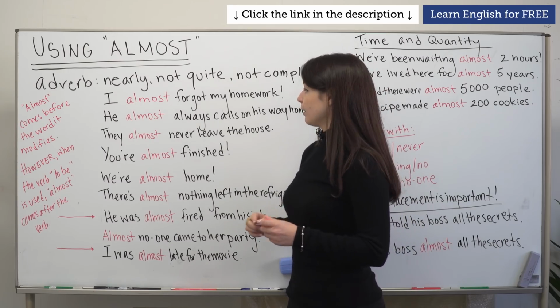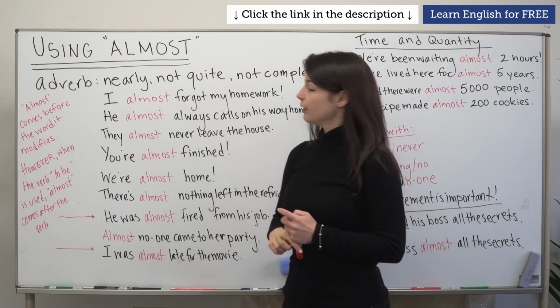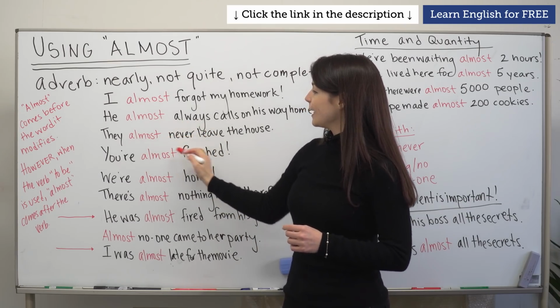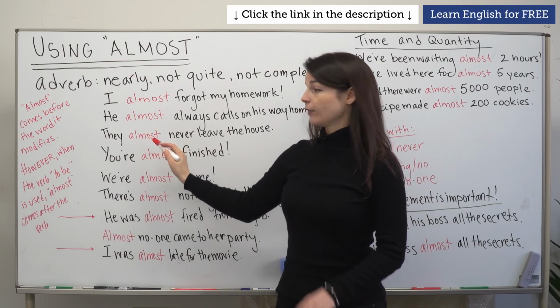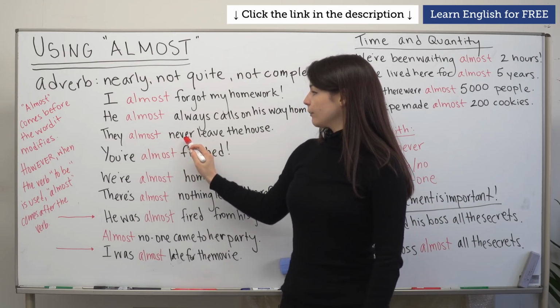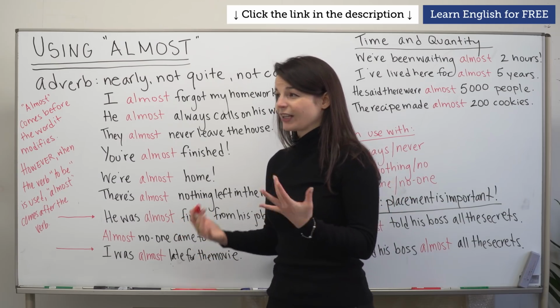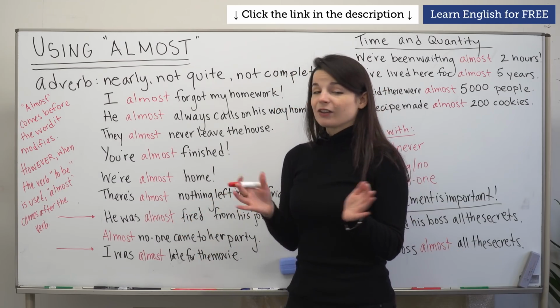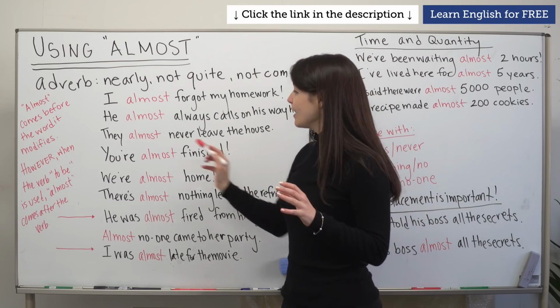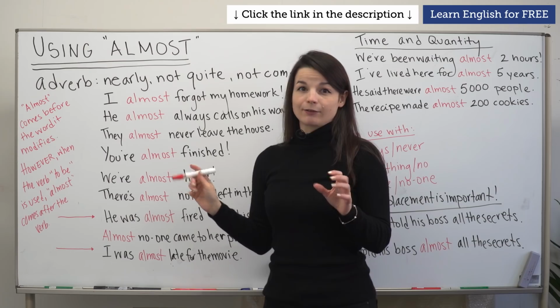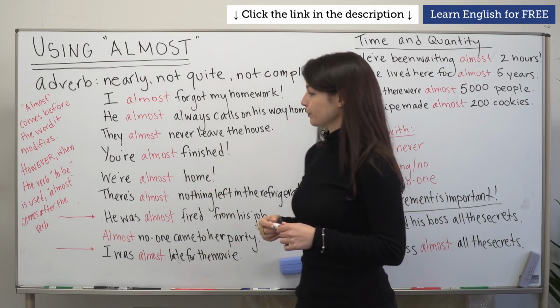Okay, let's look at another one, maybe an opposite meaning here. They almost never leave the house. Here we've got never as the word that almost is modifying. Almost never, you can think of it in terms of a percentage, for example, like 5% of the time they leave the house. Very, very close to zero, but not quite zero. So almost never, not quite never, but very near to never.